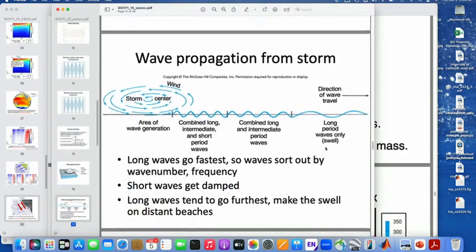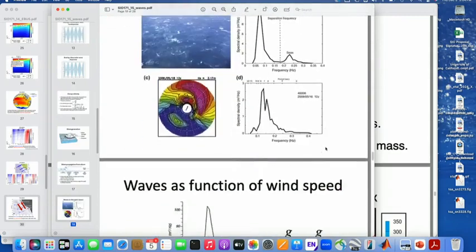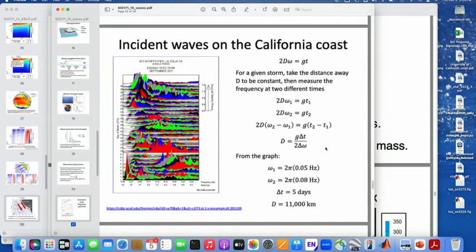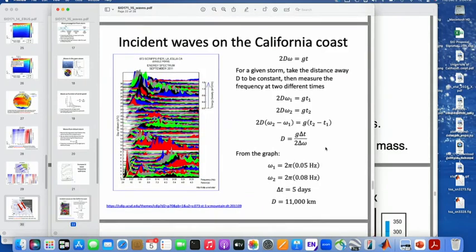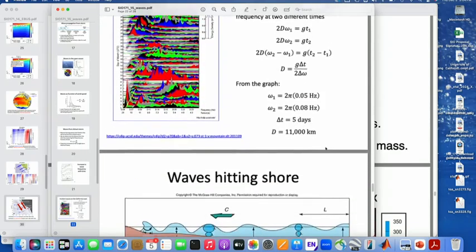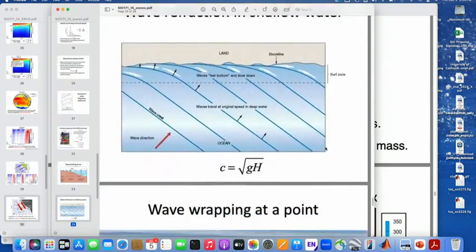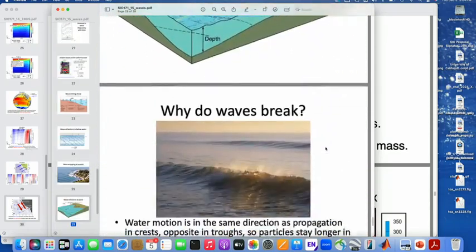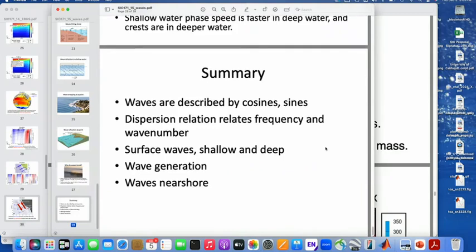We talked about wave generation by storms. We talked about a homework problem where you're going to do this. We talked about how you can use the arrival of different frequencies to figure out how far away a storm was. And we finally talked about waves hitting the beach. So a lot of ideas in here that, you know, I think you should know.